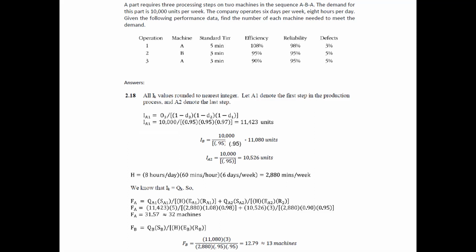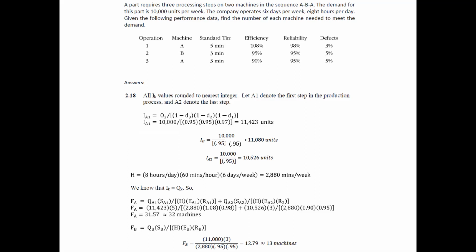So for machine type A, we end up with 31.57. And as I mentioned in our previous discussion, if we end up with a fractional number, we have to round up. So in this case, we are going to need 32 machines. It's impossible for us to have a fraction of a machine. That's why we round up.